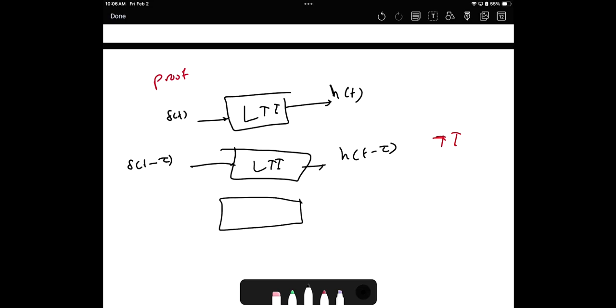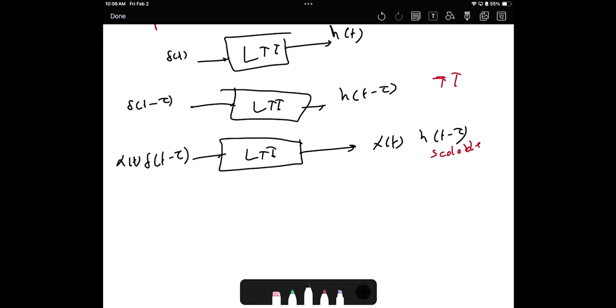Now, here again, it's an LTI system. Try to multiply by x of t. So x of t, delta of t minus tau, gives x of t, h of t minus tau. This is because it's scalable. Since the system is linear, one of the linear properties is scalability.